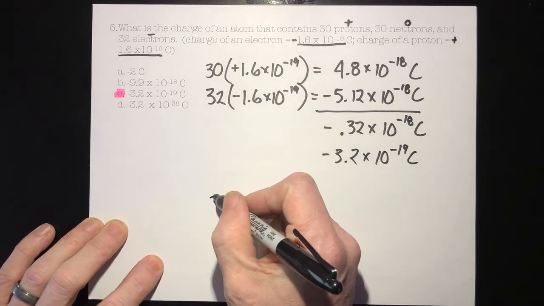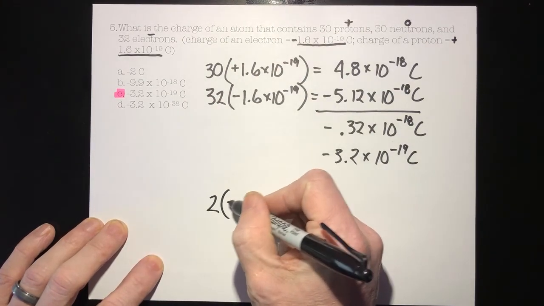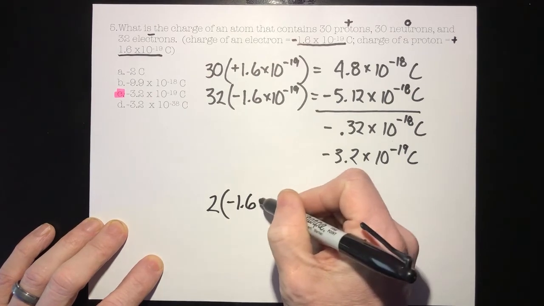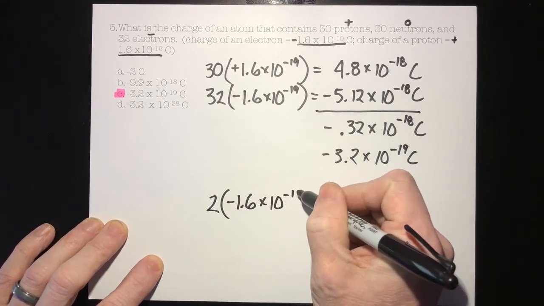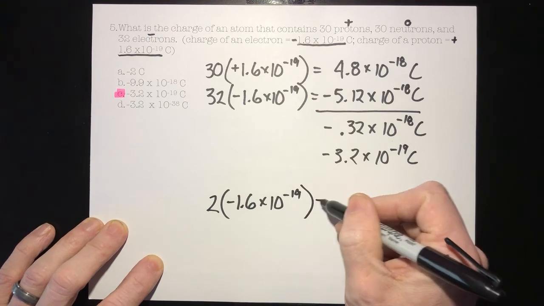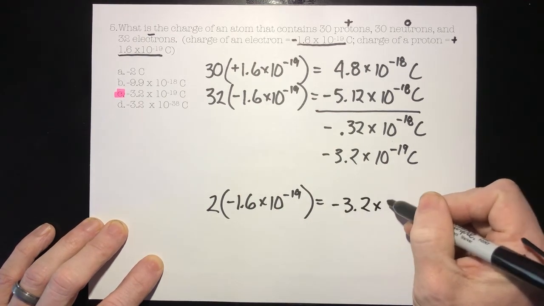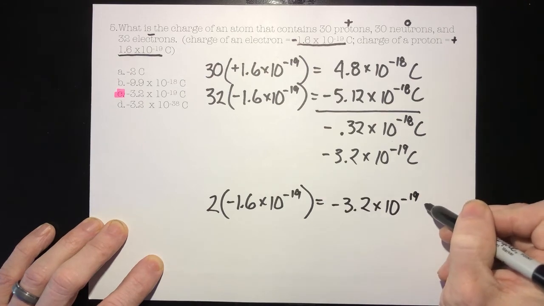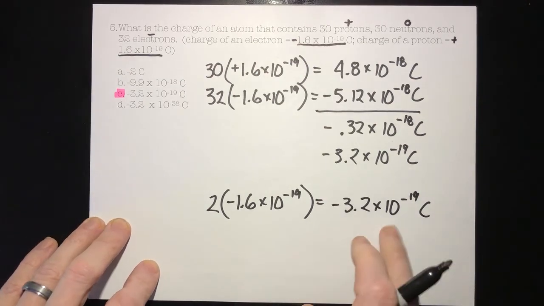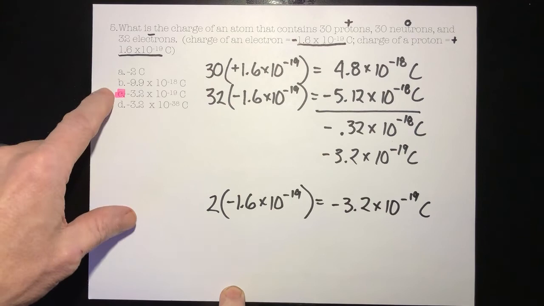So if I take 2 electrons times the charge of each electron of negative 1.6 times 10 to the negative 19th power, I do that and I get negative 3.2 times 10 to the negative 19th coulombs, which is the same answer as we got before, which is letter C.